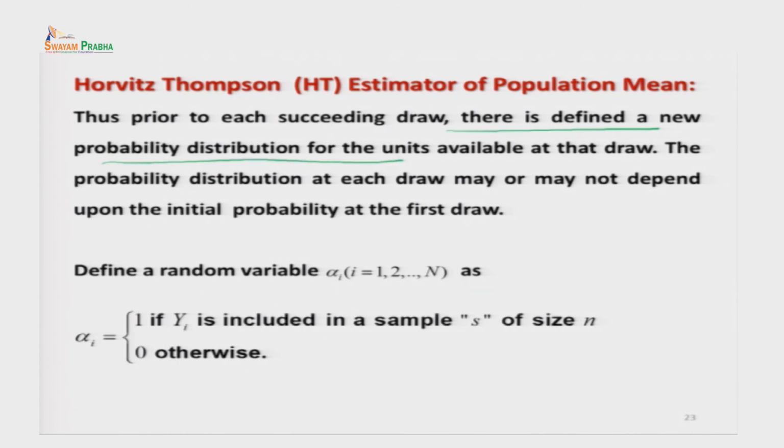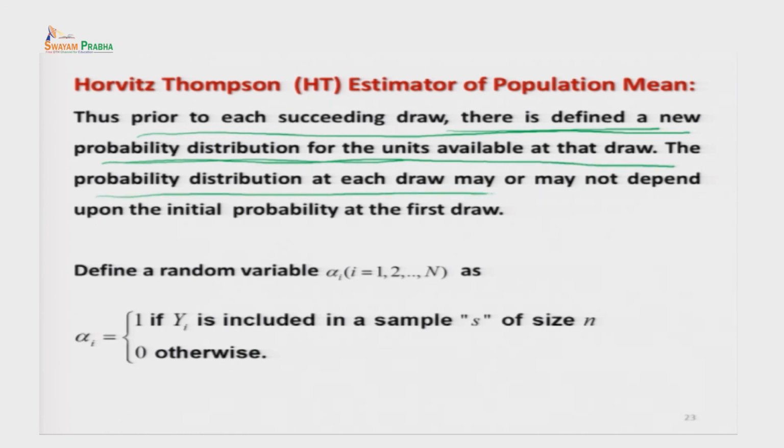And then you have seen that earlier we had seen that the probability of the first unit was fixed, but after that you have to compute them again and again. So, prior to each succeeding draw, there is a defined new probability distribution for the units available at that draw, and the probability distribution at each draw may or may not depend upon the initial probability at the first draw. This is what was considered in the Horvitz-Thompson setup, the Horvitz-Thompson estimator of population mean.